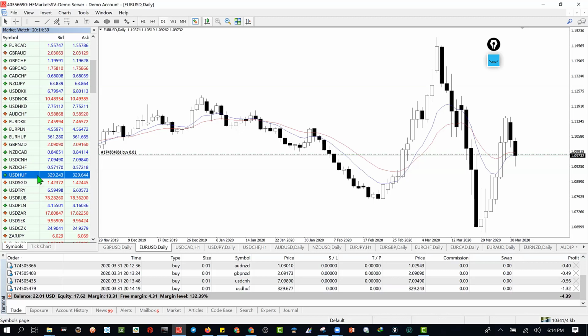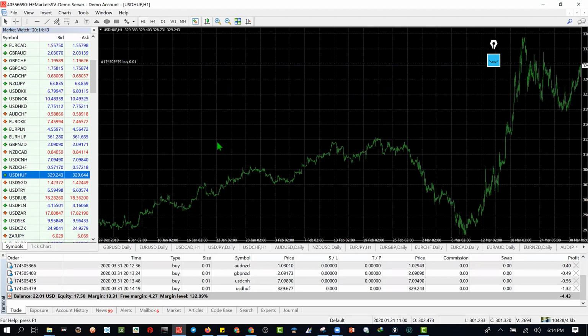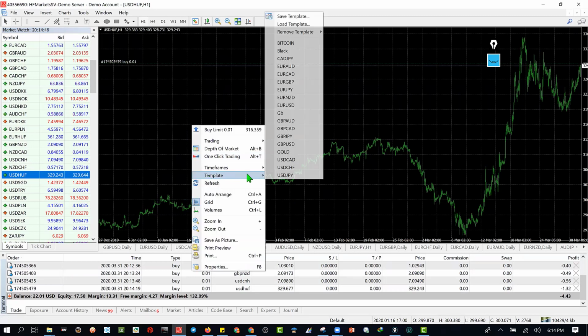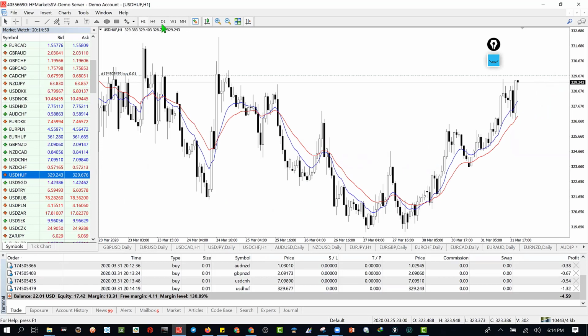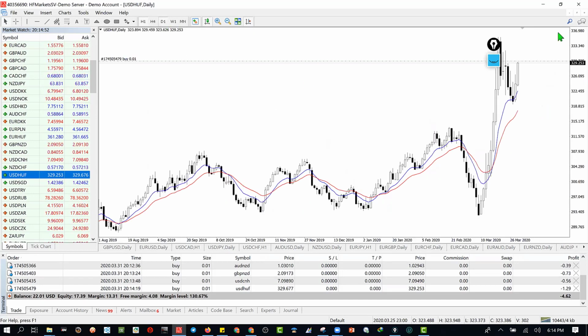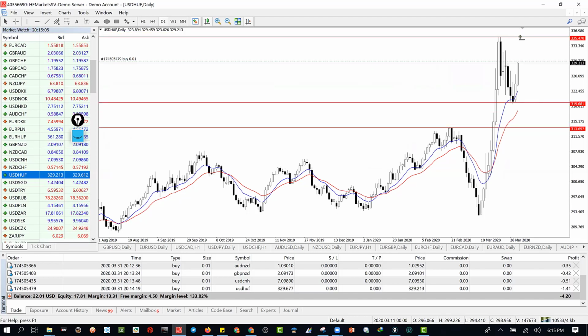And let's see the chart. Let's see how the chart is. This is the chart right here. You have the resistance right here. You have a potential support level right here. You have a potential resistance right here. So this is the chart of the currency right here.